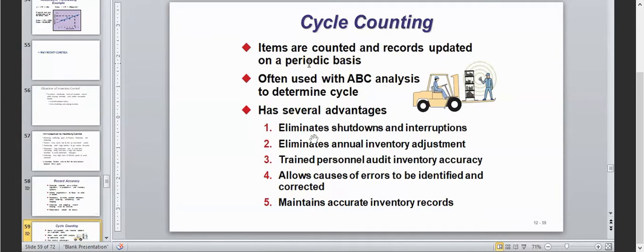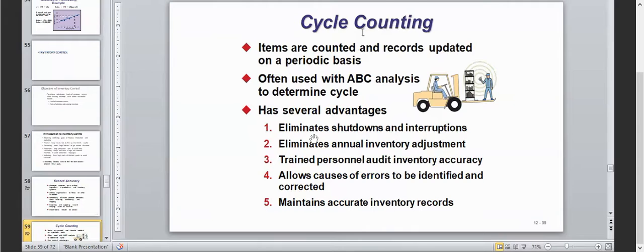Baik, apabila kita kata kita nak pastikan record kita itu sentiasa tepat, sentiasa kita update. Jadi ada pendekatan yang boleh kita gunakan, iaitu cycle counting, yang mana kita membuat pengiraan dan kita kemas kini maklumat berkaitan dengan inventory secara berkala, kan.